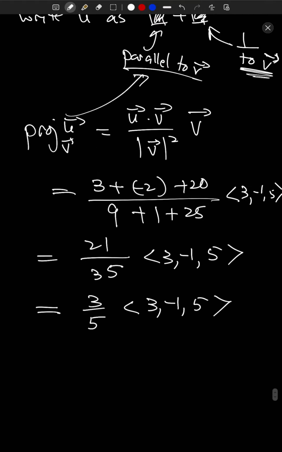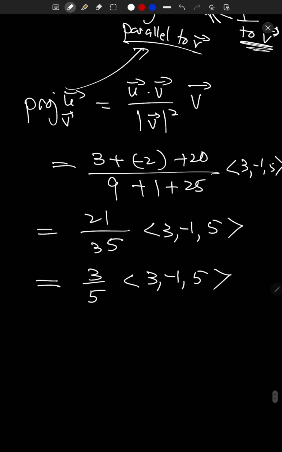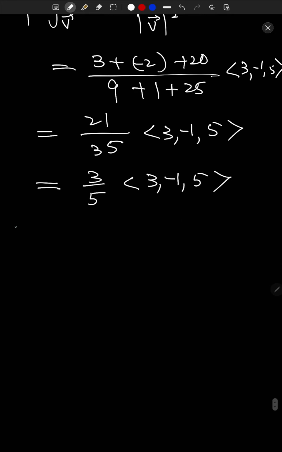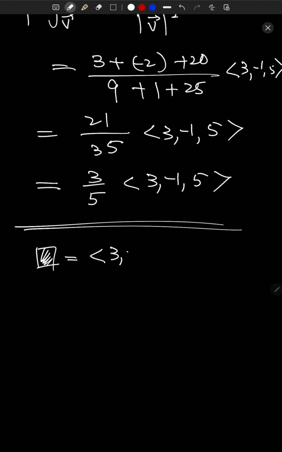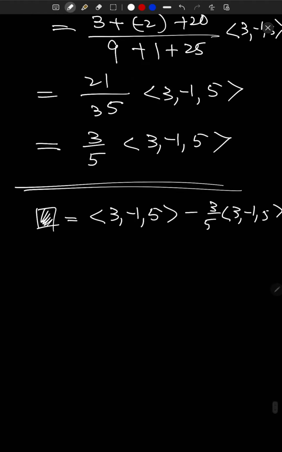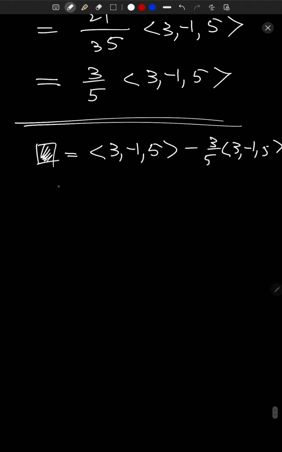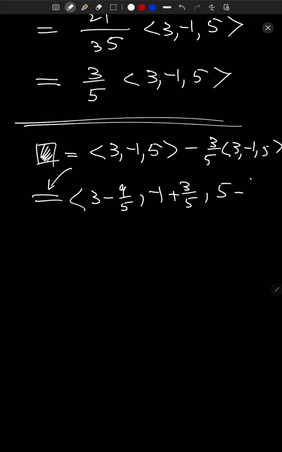Now, what's the other vector? The second vector is just going to be v minus this. So my second vector, I've been calling it kind of a mystery box, is just v minus 3/5 of (3, minus 1, 5). Whatever that is. I kind of don't feel like computing this, but let's do it anyway. 3 minus 9/5, comma, minus 1 plus 3/5, comma, 5 minus 15/5.